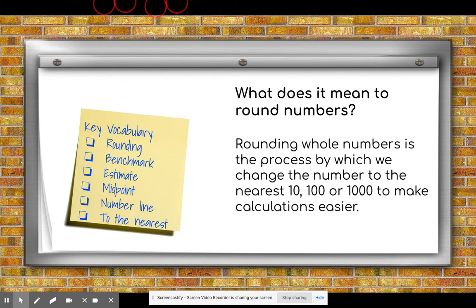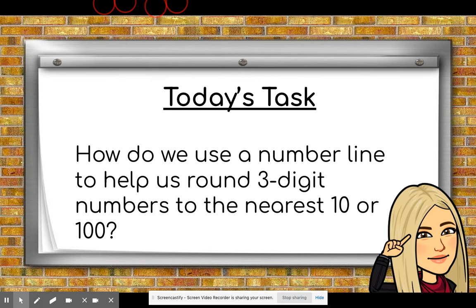What does it mean to round numbers? Rounding whole numbers is the process by which we change the number to the nearest 10, 100, or 1,000 to make calculations easier. Key vocabulary is rounding, benchmark, estimate, midpoint, number line, and to the nearest. Today's task: how do we use a number line to help us round three-digit numbers to the nearest 10 or 100?